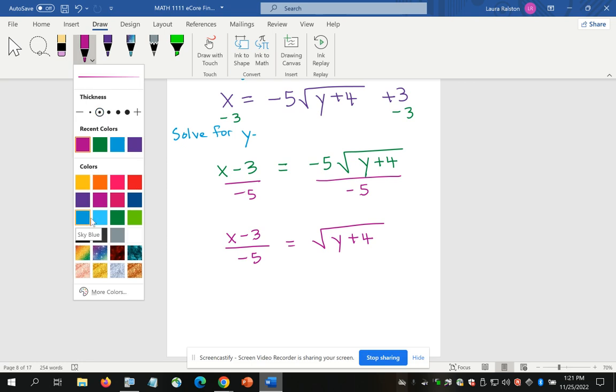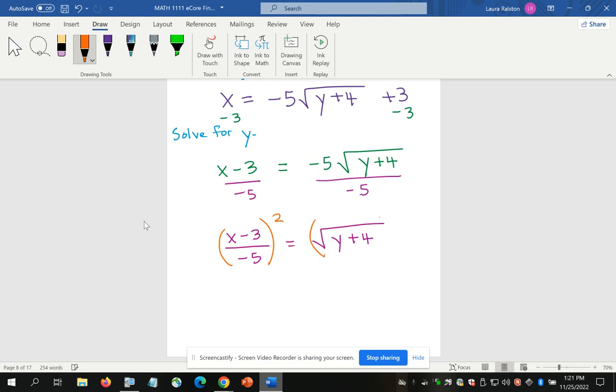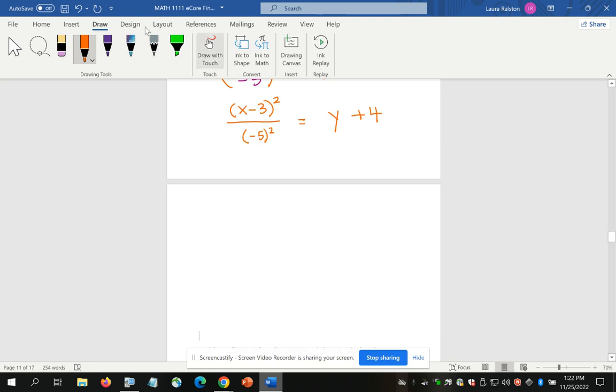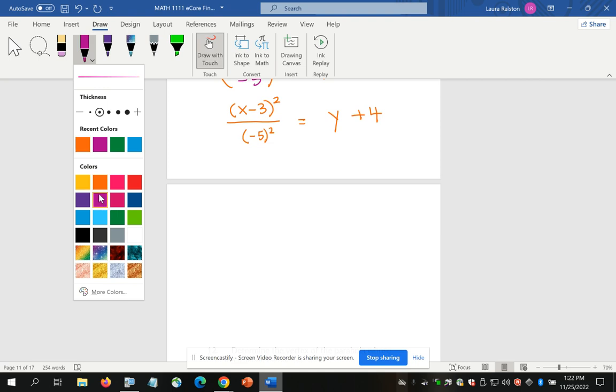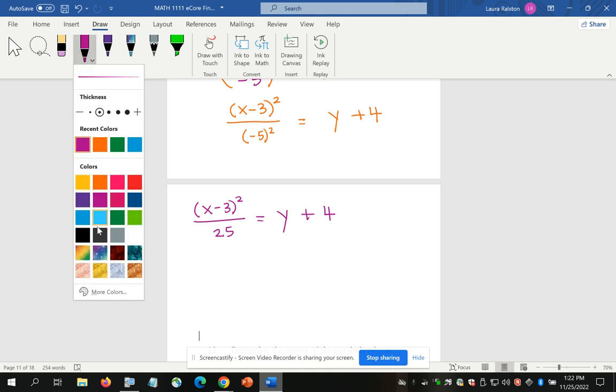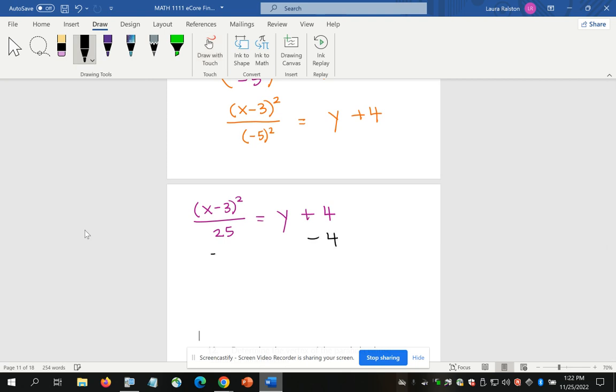I then need to get rid of the radical. To get rid of the square root, we're going to square both sides. So I have x minus 3 squared over negative 5 squared, which equals y plus 4. Now I'm going to do a little bit of simplification here. On the left-hand side, I would have x minus 3 squared over negative 5 squared, which is positive 25, equals y plus 4. So to get to the end, I need to subtract 4 from either side.